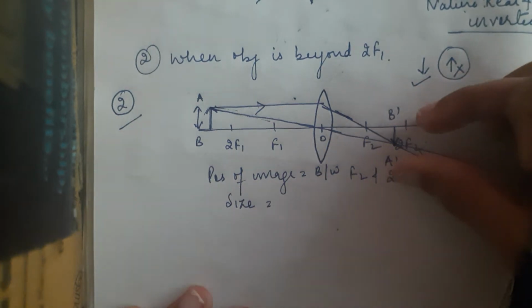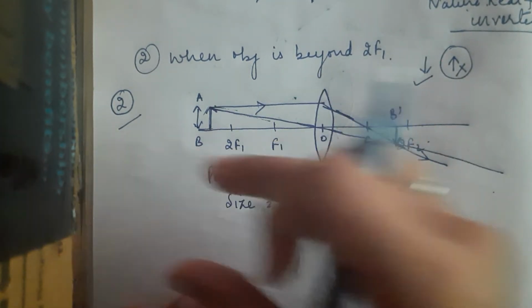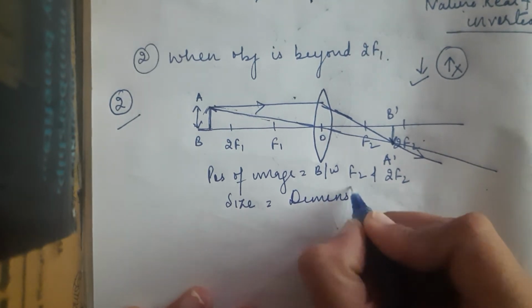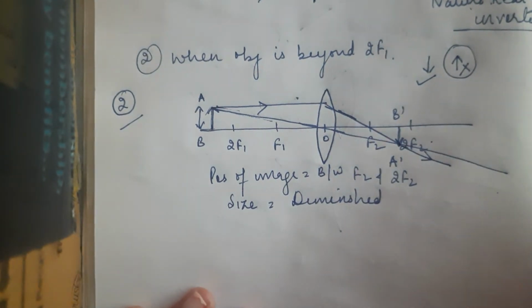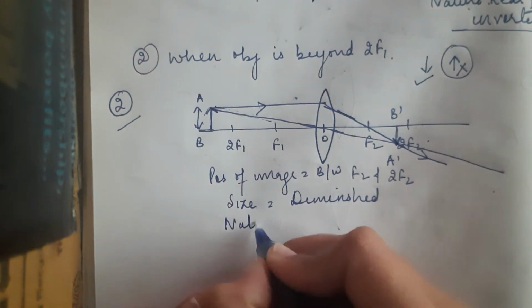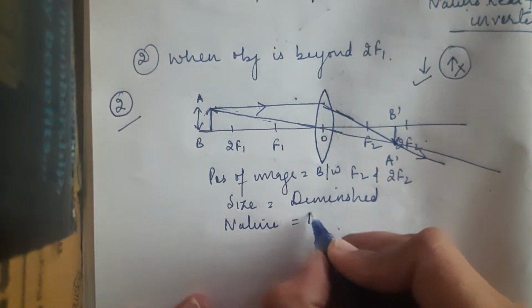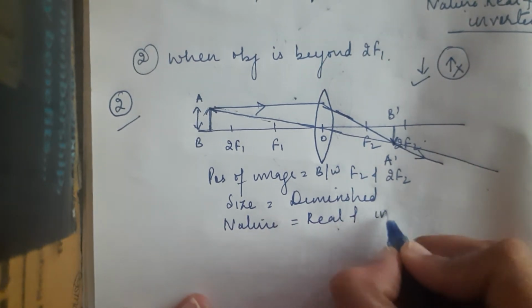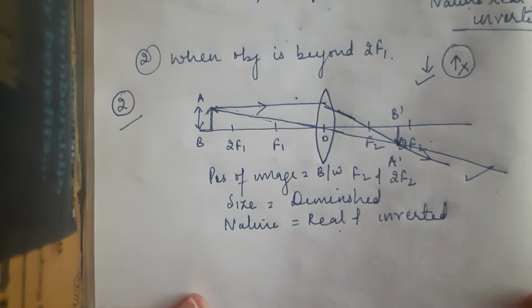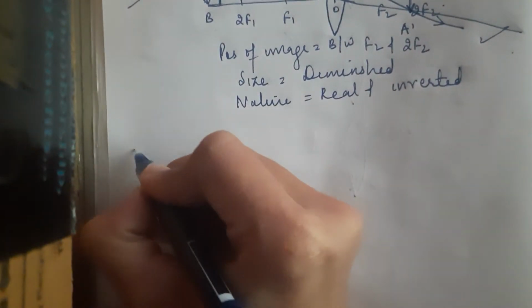You will see that the height of the image is smaller than the height of the object, right? So you can write diminish. Diminish means the size of the image is less than the size of the object. Then we have to write the nature. So nature is again real and inverted. Right? So this is case number 2. Now let's move on to case number 3.